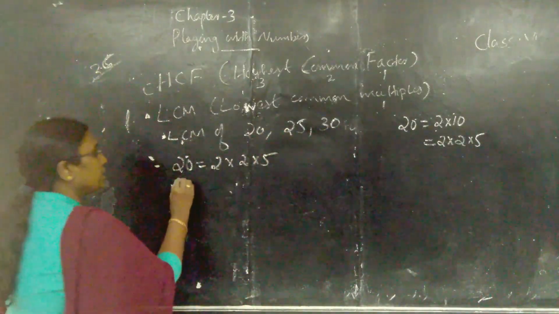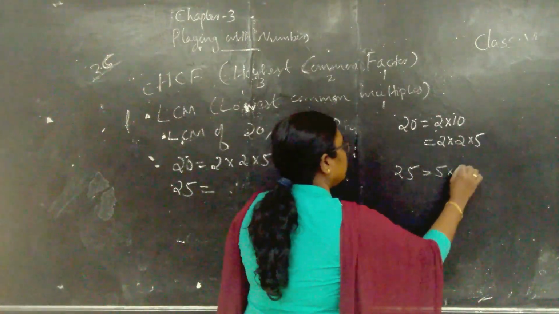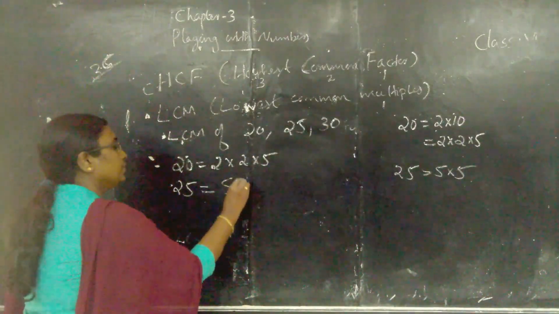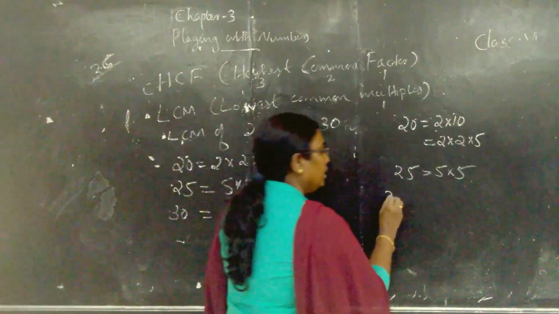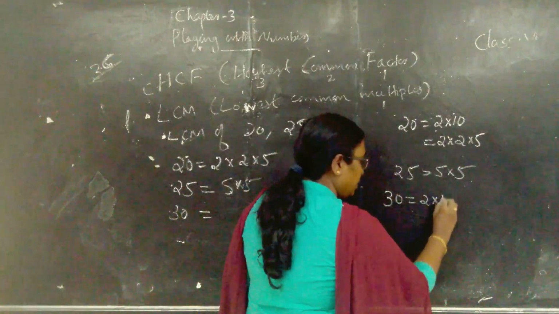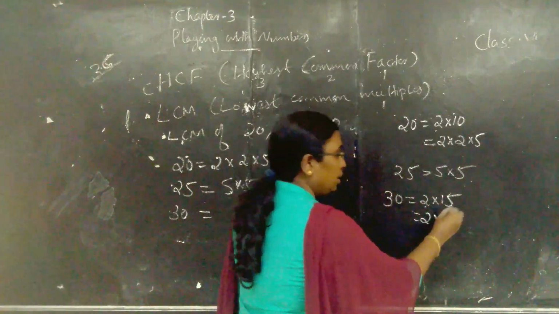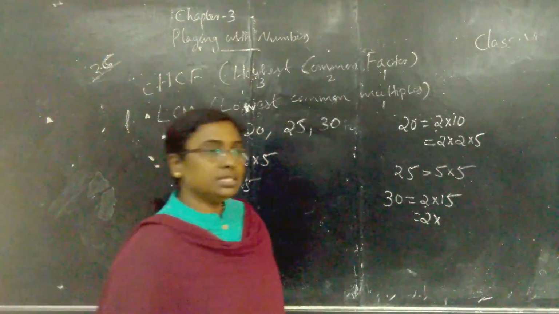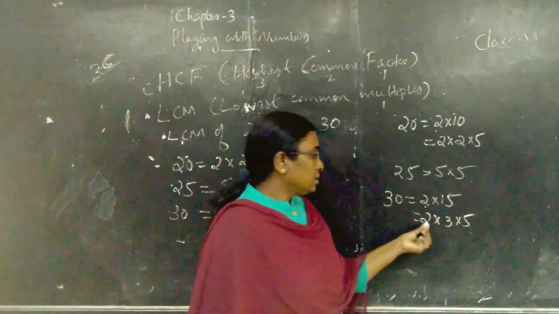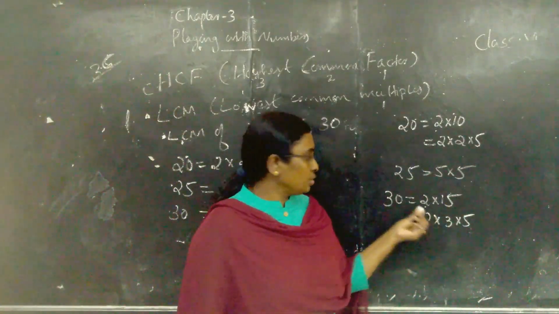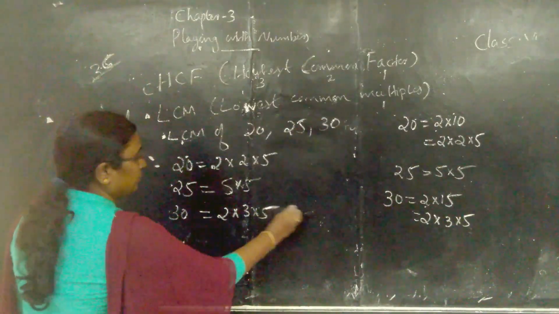Then find the prime factorization of 25. 25 equals 5 into 5 only. Then 30. Prime factorization of 30: 30 equals 2 into 15. 2 is a prime number, so write 2. Then 15 is a composite number, so 15 is 3 into 5. The 2, 3 and 5 are prime numbers. So the prime factorization of 30 is 2 into 3 into 5.